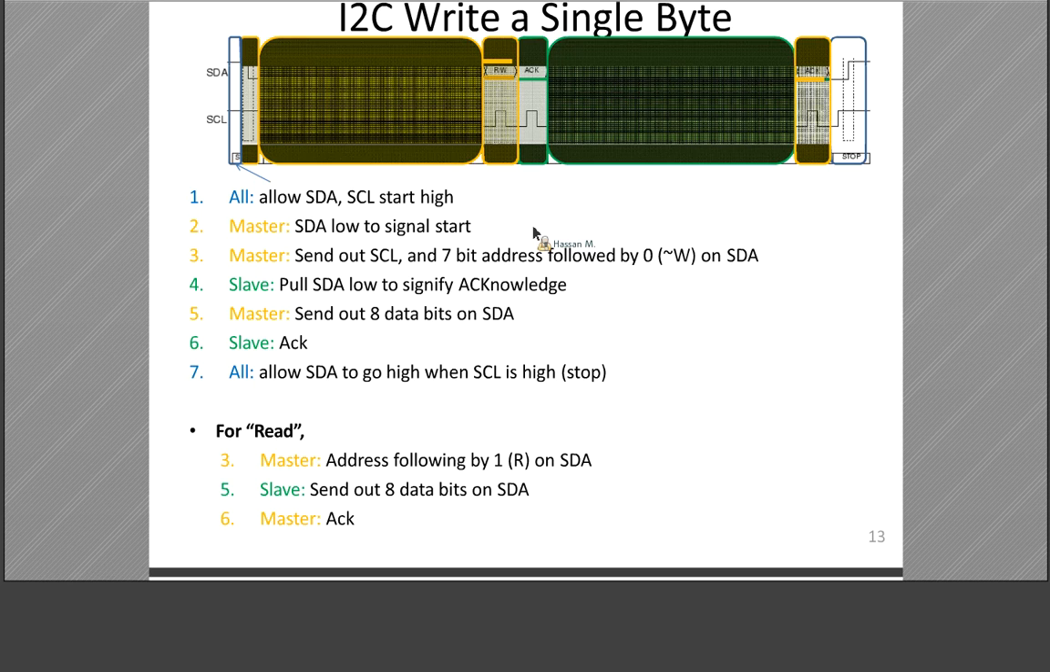SDA goes low to signal transmission. One A is for master. SDA goes to low for indicating a start of a transmission. That's right.